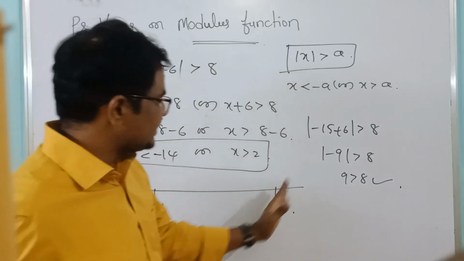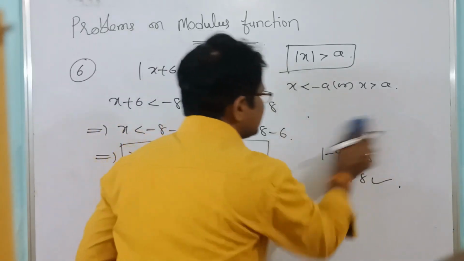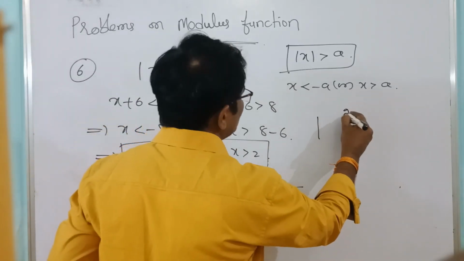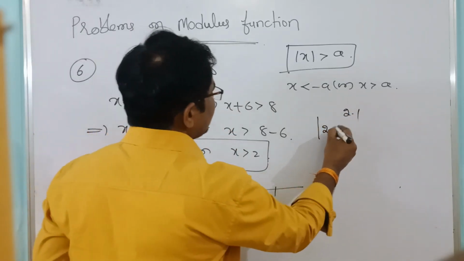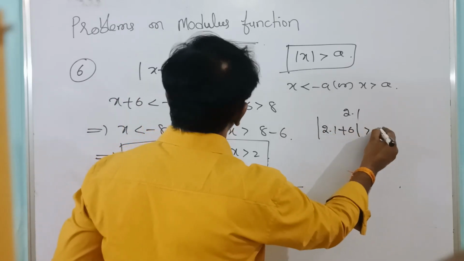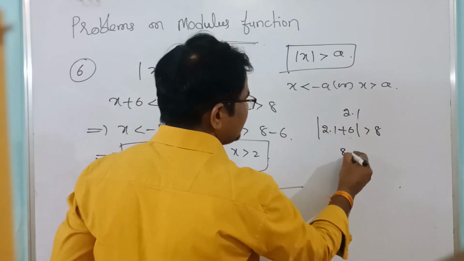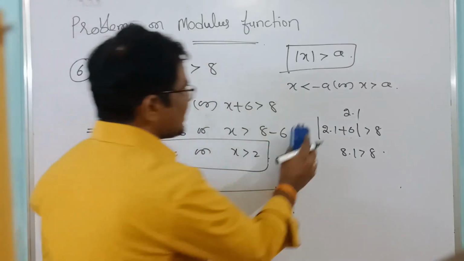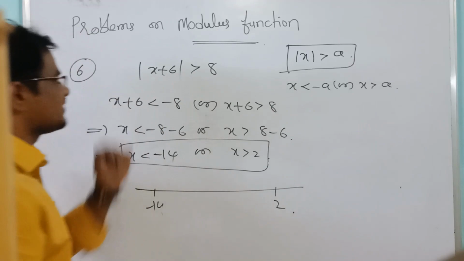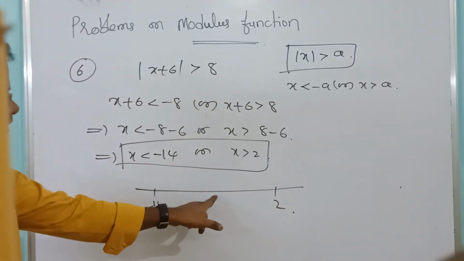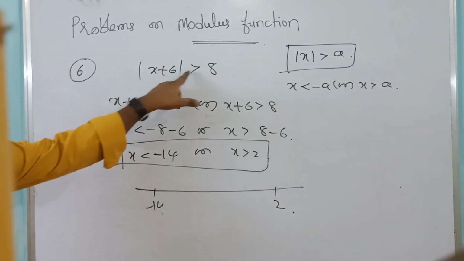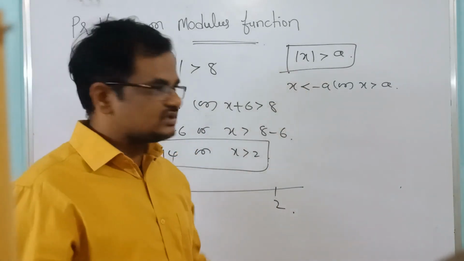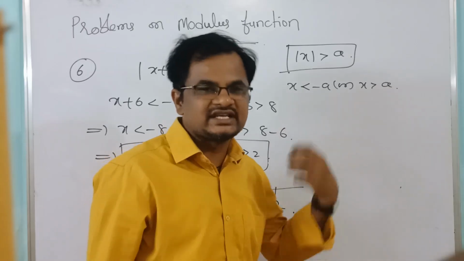And any value greater than 2 also you substitute in this given inequality. Suppose you substitute 2.1, so 2.1 plus 6 greater than 8 means 8.1 greater than 8 only. Between these two, if you substitute any value, it will not satisfy. Substitute x equal to 0: 0 plus 6 is not greater than 8. So these are some basic problems. The same concept we will apply on the next problems also.